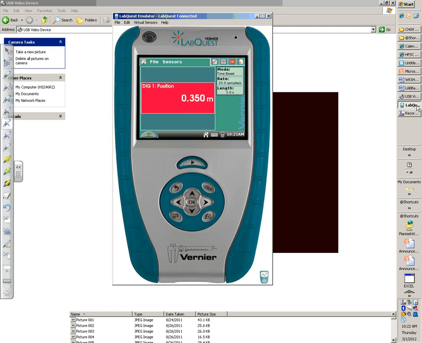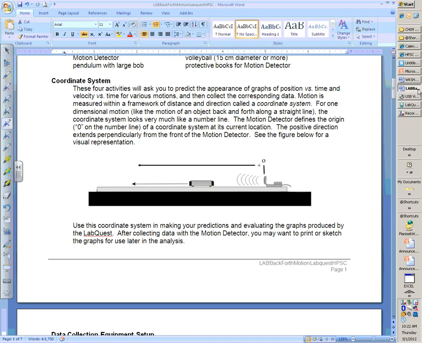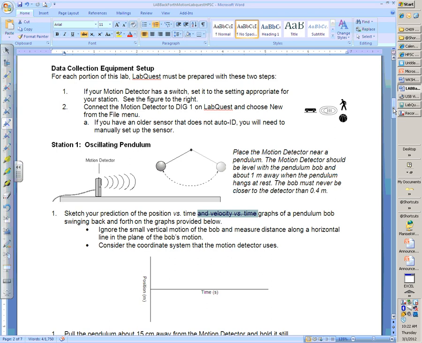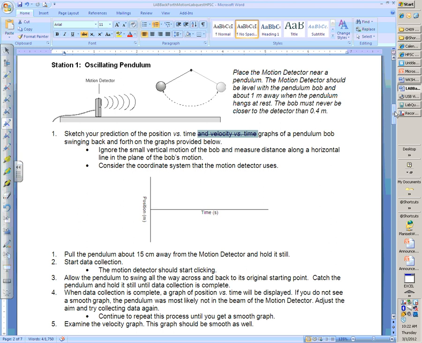Okay, here's what we're going to do next. On your lab, if you flip it over to page 2, data collection equipment setup, I've already done that part. We are going to work through station 1, oscillating pendulum, together. The first thing it says, place the motion detector near the pendulum, right? It's set up just like I was showing you before. Okay, there's the picture. First thing it says, sketch your prediction of a position versus time graph of the pendulum bob swinging back and forth on the graph provided below. Notice I got rid of the velocity versus time graph. So it just says sketch a prediction of the position versus time graph.